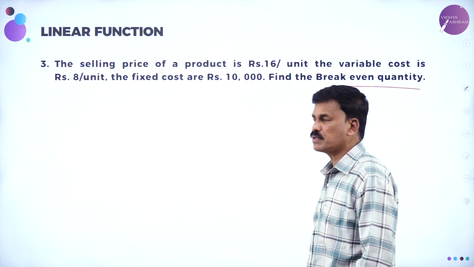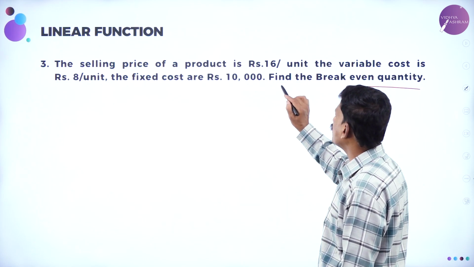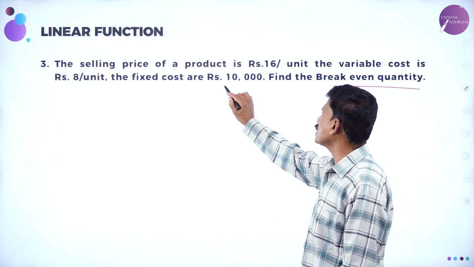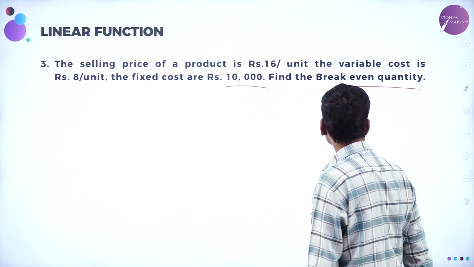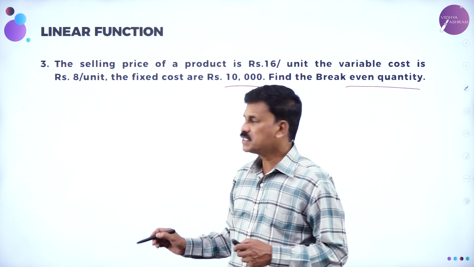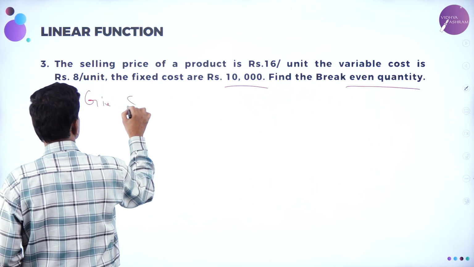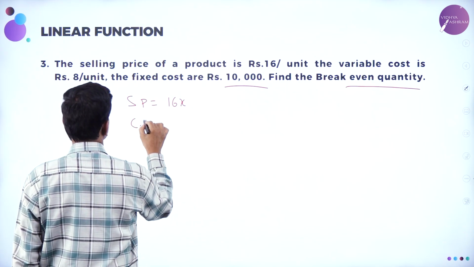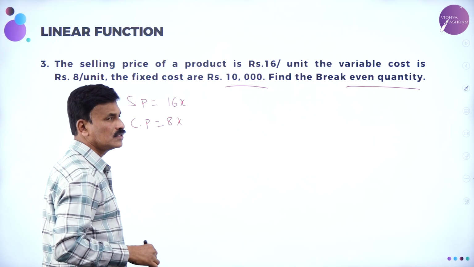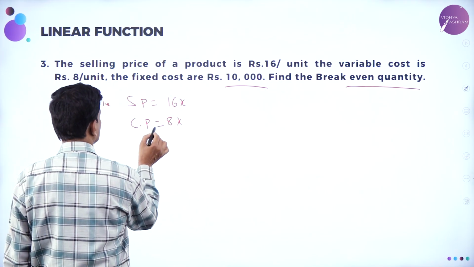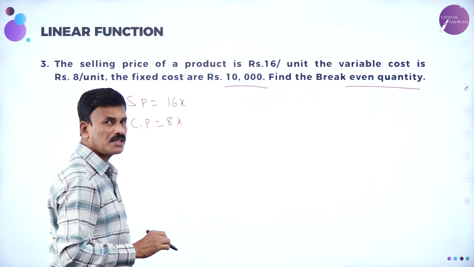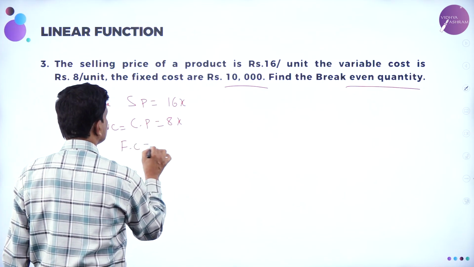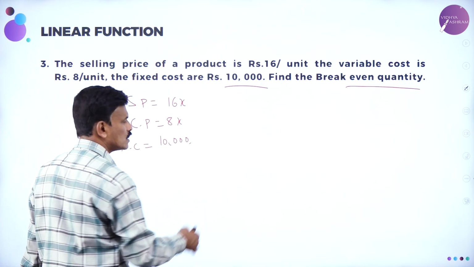So, what is required to find is the break even quantity. What is given? The selling price of a product is 16 per unit. Variable cost is also given, that is 8 per unit, and the fixed cost is 10,000 rupees. Given that, selling price SP is equal to, let us consider, 16x, and the variable cost price is equal to 8x, right? Okay. So, the selling price is 16x, and the cost price is also called variable cost. Variable cost is equal to 8x, and the fixed cost FC is equal to 10,000. These are the given quantities, right?